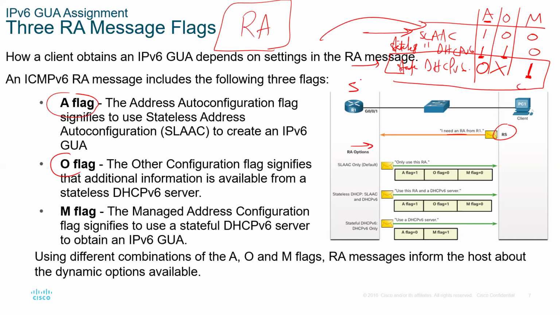So I think what's important to get here is the meaning of those flags and the values that they have. If you have SLAAC, what are the values of the A flag, the O flag, and the M flag? For stateless and for stateful DHCP respectively. I think that is what you need to understand.